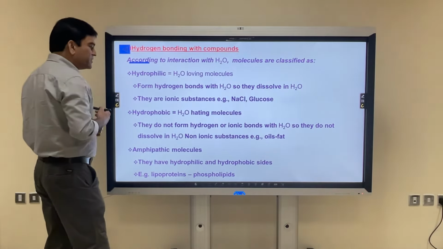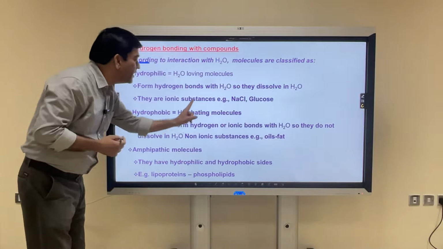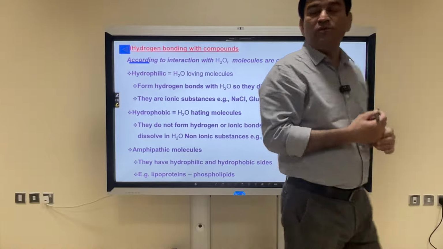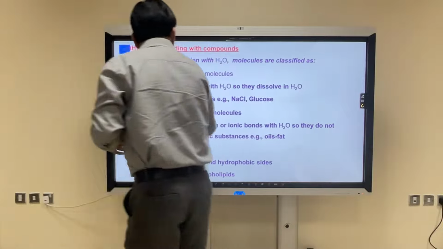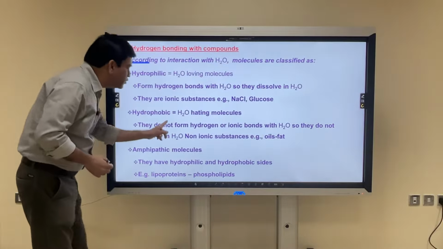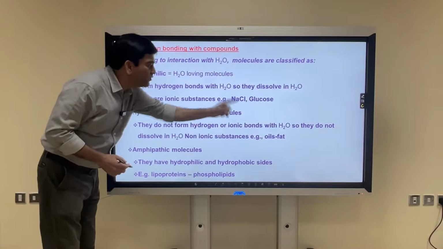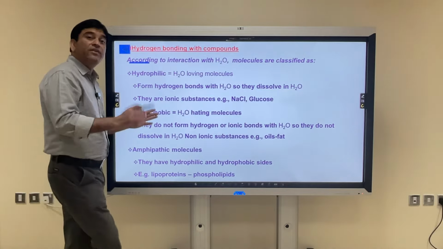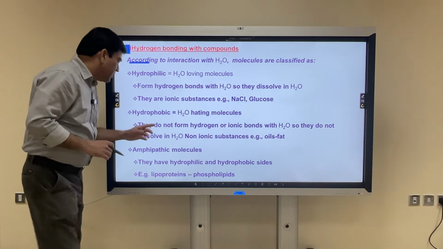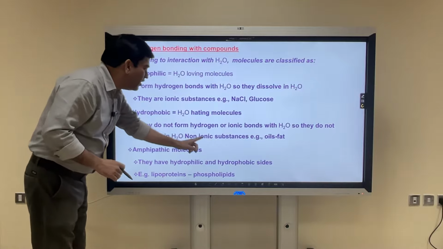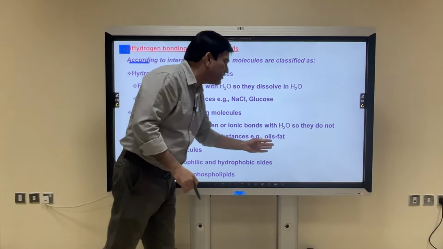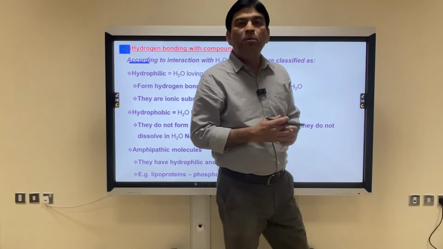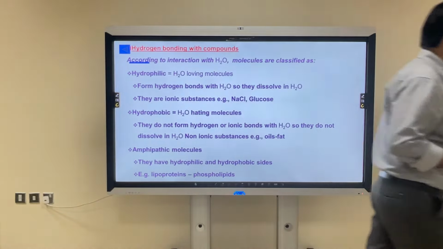Then the second one over here is hydrophobic. What is hydrophobic? They are water-hating molecules. They do not form hydrogen or ionic bonds with water, so they do not dissolve in water. These hydrophobic molecules hate water. They are non-ionic substances, for example oils and fat. They do not dissolve in water. For example, if you have a bottle of water, say, I'll bring you some water over here.